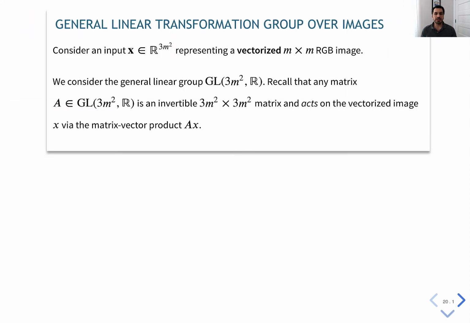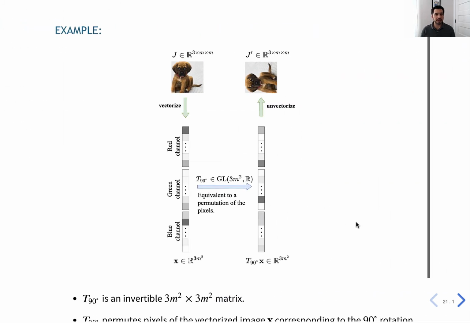So essentially, any transformation over this linear group is going to be a matrix multiplication over this vector. Let's consider a dog example again. We have this colored dog. We rotate 90 degrees, which is a linear transformation over this vector, to another vector. If you unvectorize, you see the dog rotated.